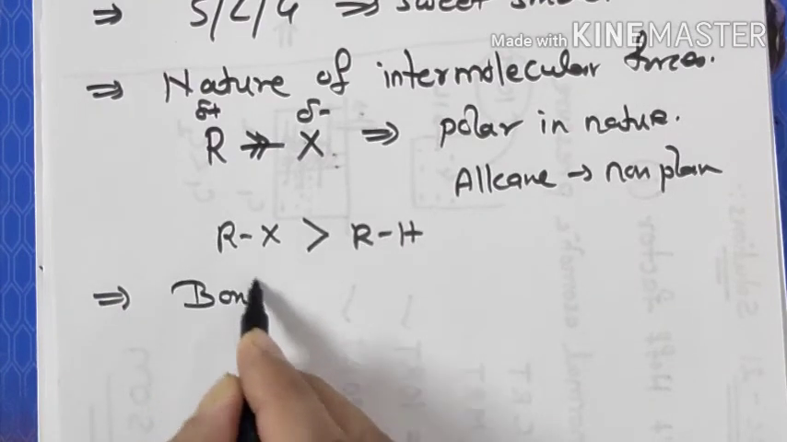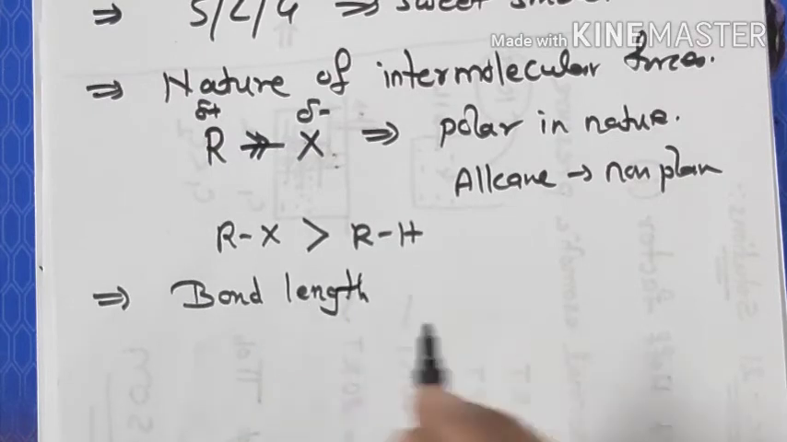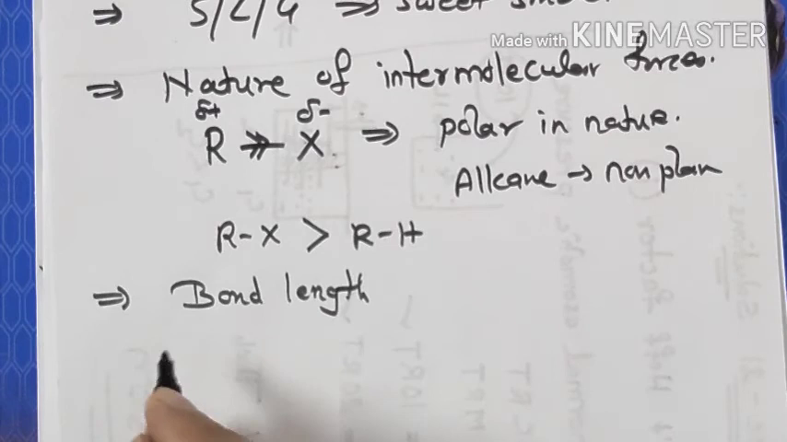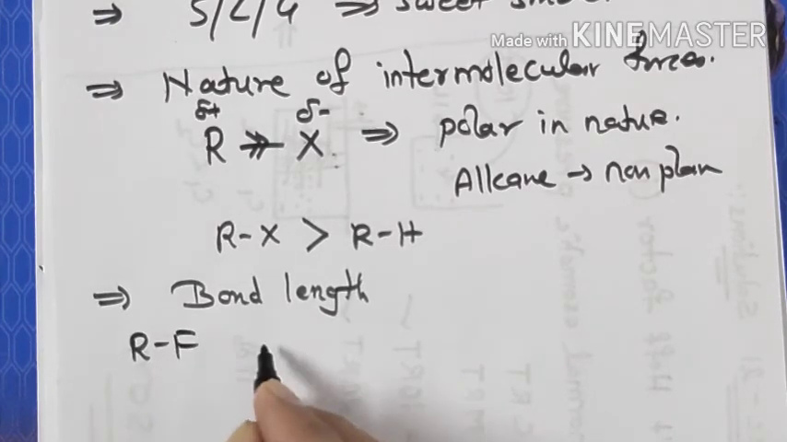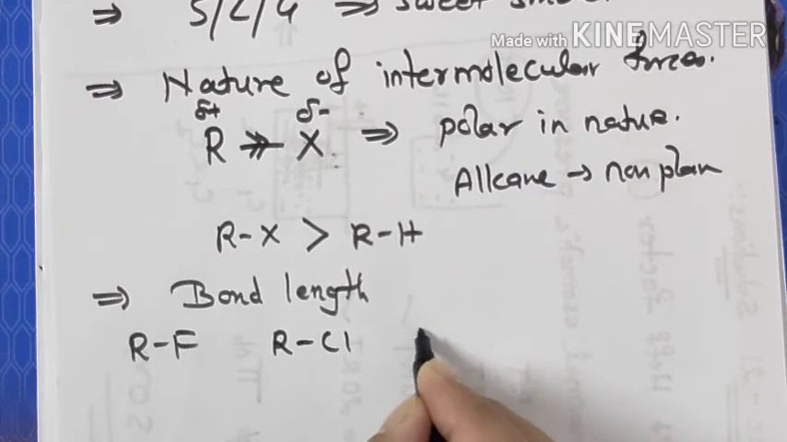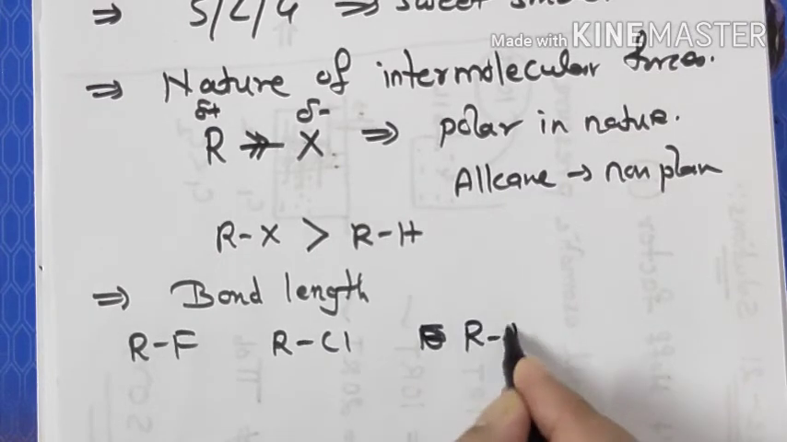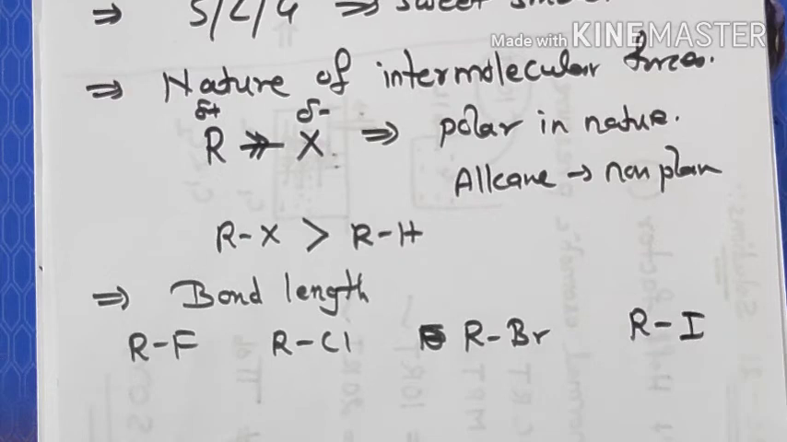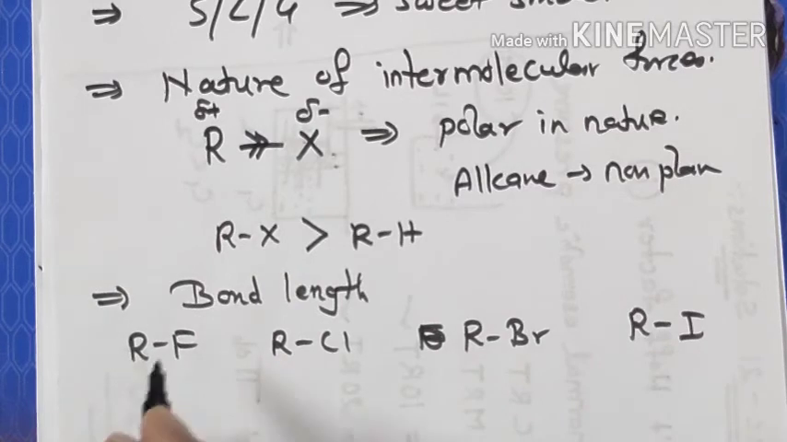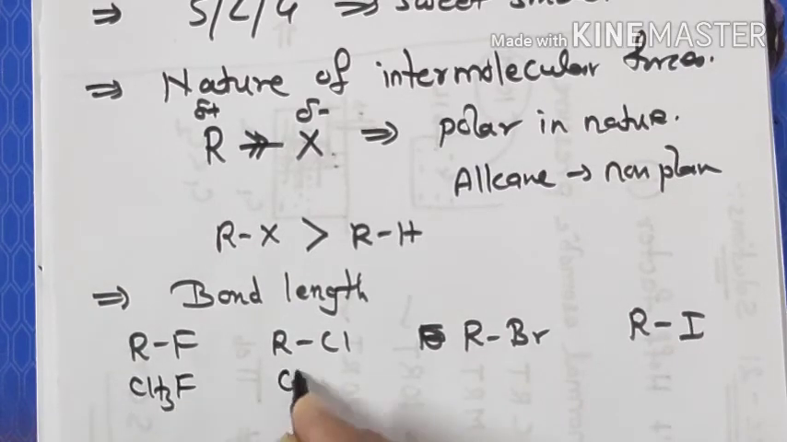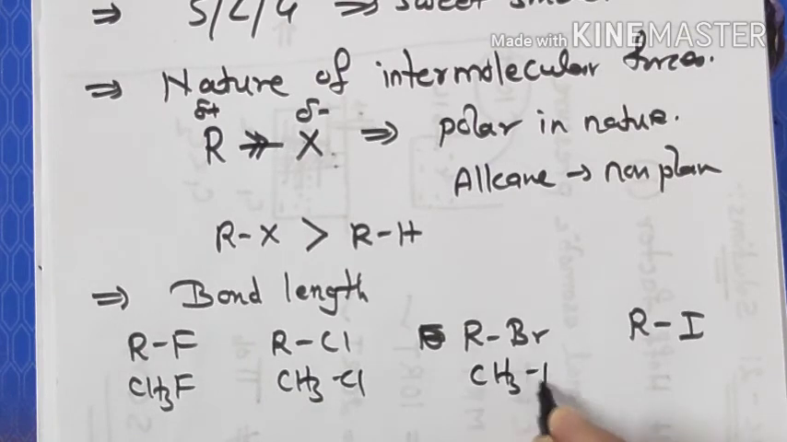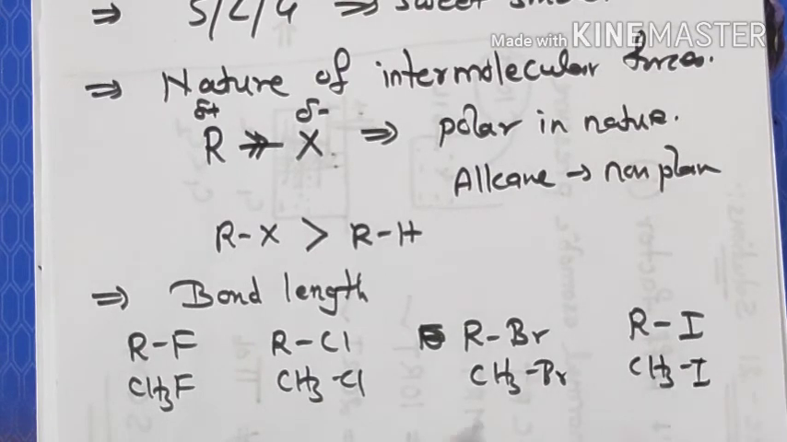Now, moving to the next and very important point, bond length. Bond length, and I'm talking about alkyl halide. Suppose I take RF, I have RCl, RBr and RI. Can you tell me the increasing or decreasing order of bond length? It's very simple. See, R is the same for all. Suppose I take methyl, CH3F, I take CH3Cl, CH3Br, or I take CH3I. So the alkyl group is going to be the same for all, right?